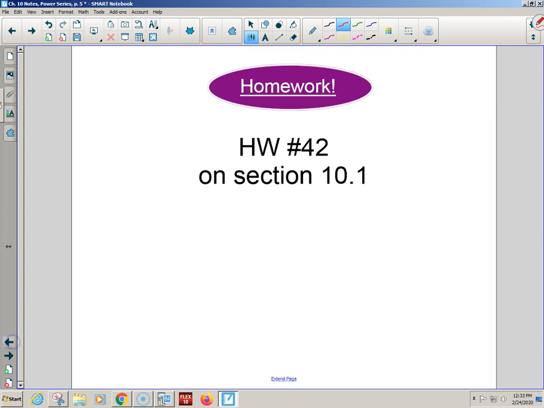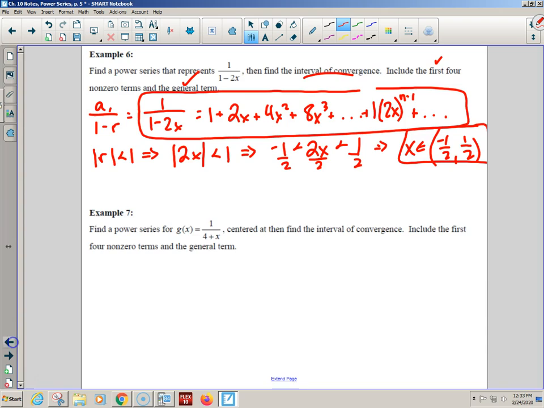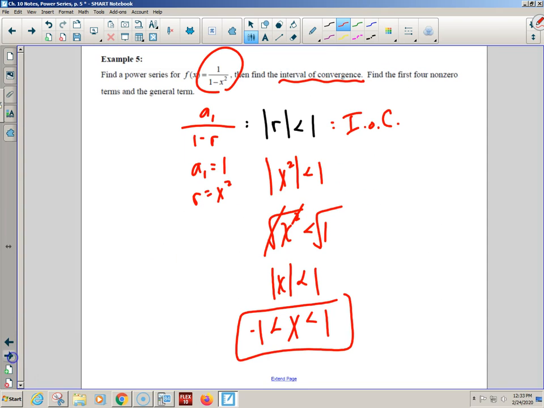Did we make a card? I made a card. Oh, this was the one I made.